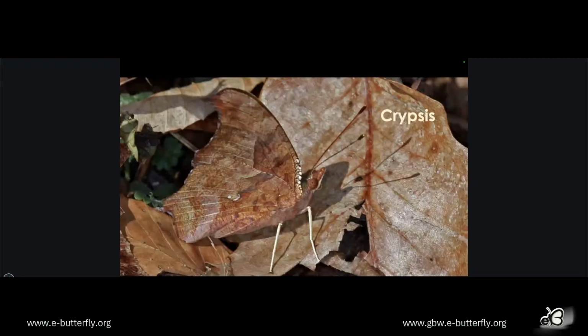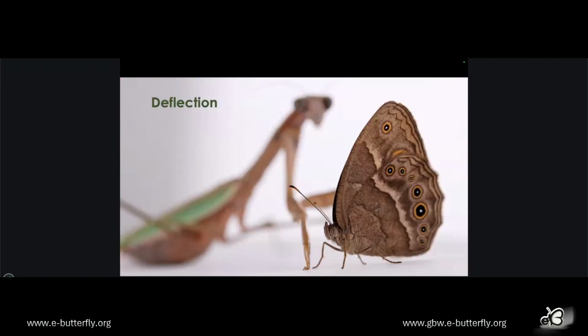Other butterflies use different strategies to hide. So this is crypsis. They're trying to blend in with the browns of the environment. Some people call this masquerading as well because they're masquerading as a dead leaf. So it could be either. And others use wing patterns like eye spots for deflection.